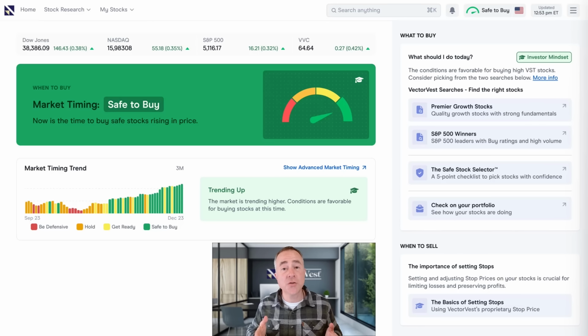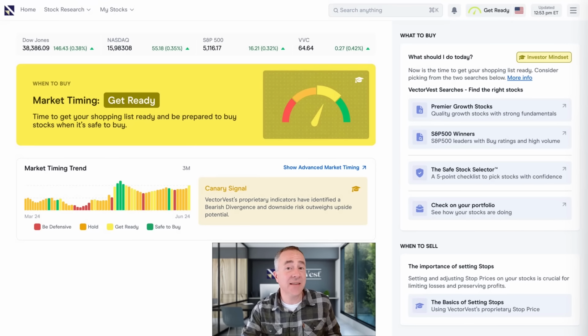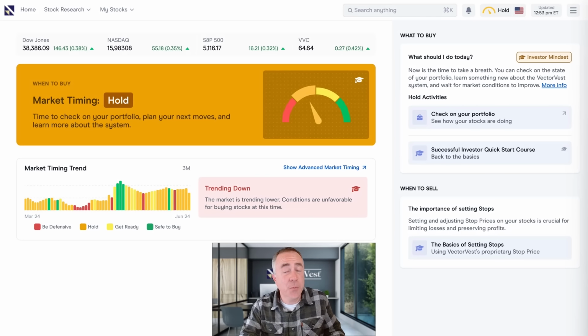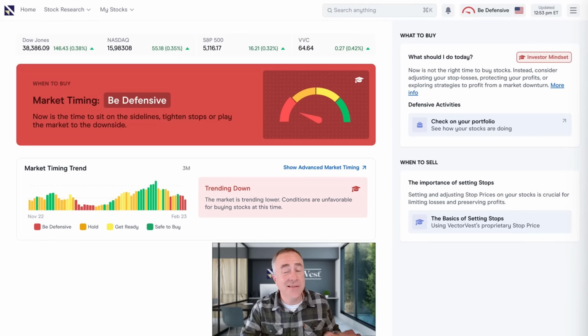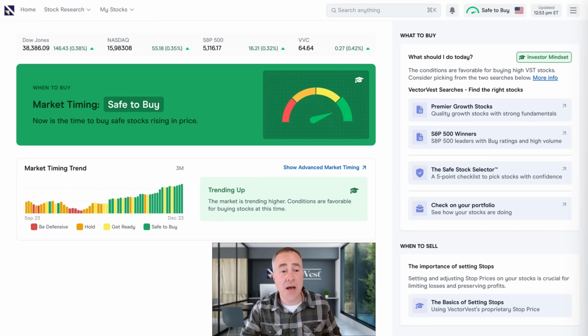In the Market Launchpad, we show this to you with a green, safe to buy box right up at the top. If it's any other color, just follow the guidance it gives you. For example, get ready. Get a shopping list ready of candidates to buy for when it turns green. If it's hold, check your portfolio. Check past trades to make sure you've been following the framework. And of course, if it's red, definitely don't buy and be defensive. You only want to buy when it is green and safe to buy.